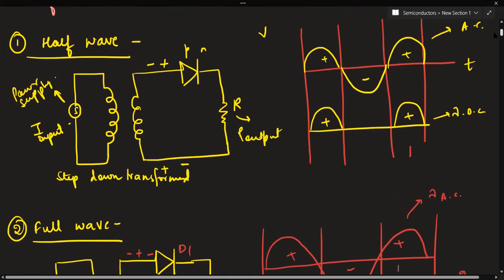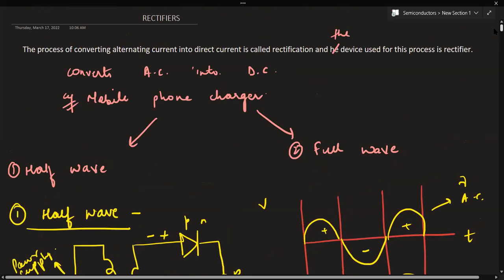Just write down rectifiers as well. Then we have very few special purpose PN junction diodes. That will end your lesson.